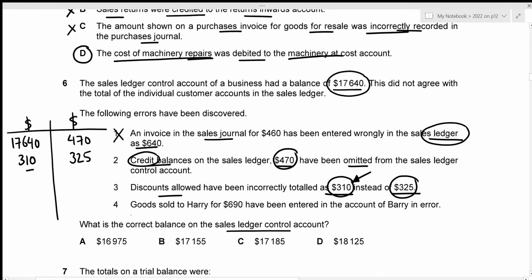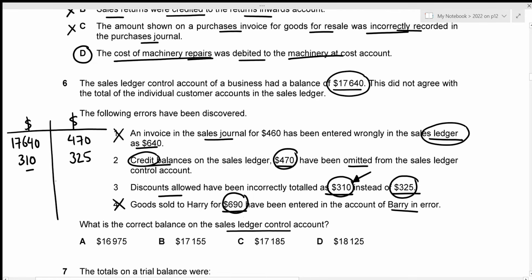Now, the fourth error is goods sold to Harry for 690 have been entered in the account of Barry in error. So the error in the customer's account does not really get reflected in our sales ledger control account because the sales amount of 690 has been entered correctly in our sales ledger control account, which means that this error should not be corrected in our sales ledger control account. So we're just going to skip it.